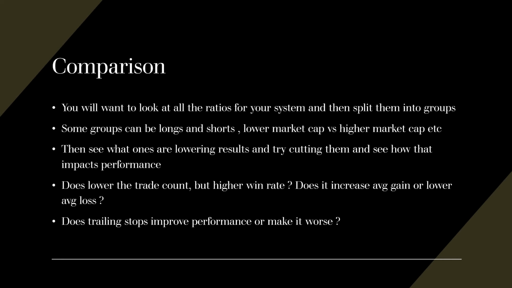Next is comparison. So you'll want to look at all the ratios for your system and then split them into groups. So some groups can be longs or shorts, lower market cap versus higher market cap, or you could go into floats or time of day, that kind of stuff. Then see what ones are lowering results and try cutting them and see how that impacts performance. Does it lower the trade count but higher win rate? Does it increase average gain or lower average loss? So these are just important factors you'll want to be thinking about in how you optimize your system.